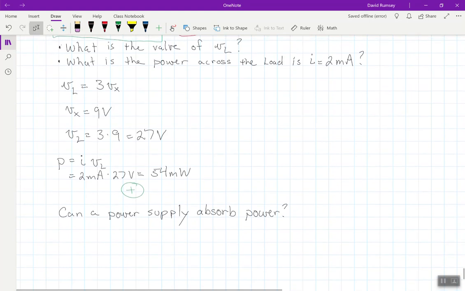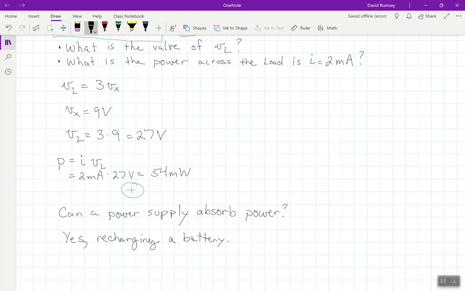There's absolutely a chance that a power supply could be absorbing power. The answer to this is yes, and a practical example is recharging a battery. Rechargeable batteries both supply power and absorb power, because they supply power, of course, when you're using those batteries to run a circuit, but they are absorbing power when you are recharging them.